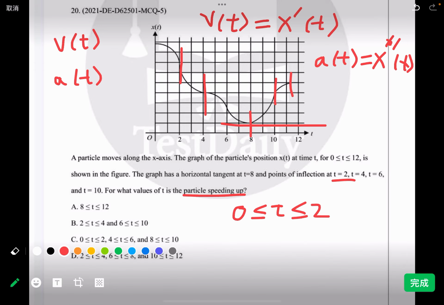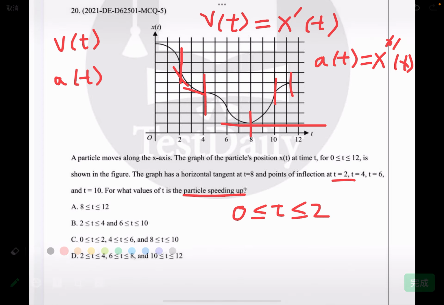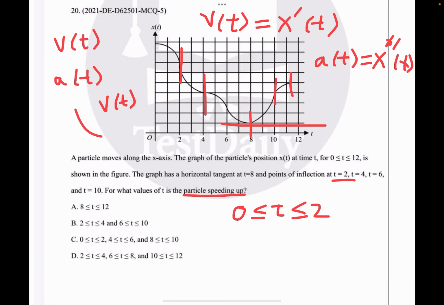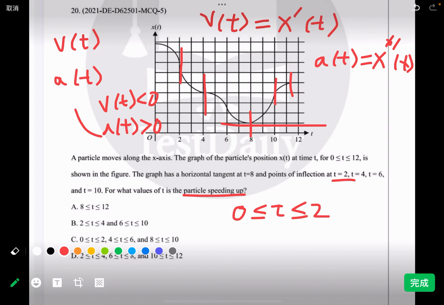Next is 2 to 4. Now, if we look at the slope of the graph, we can also see that the velocity is still decreasing. However, this shape means that the graph is concave up. And concave up means the second derivative is actually positive. And if the velocity is negative while the acceleration is positive, it means that the particle is slowing down. So this interval is not correct.